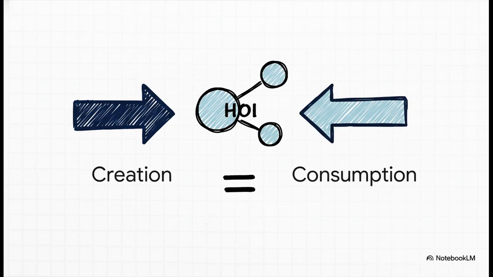We're going to use the steady state approximation on HOI. This lets us make a really powerful assumption. The speed at which HOI is made in step 2 is exactly equal to the speed it's destroyed in step 3. And that gives us a way to solve for its concentration, even though we can't measure it directly.